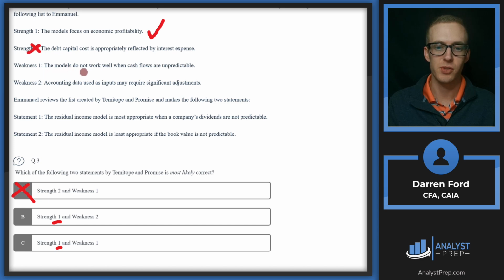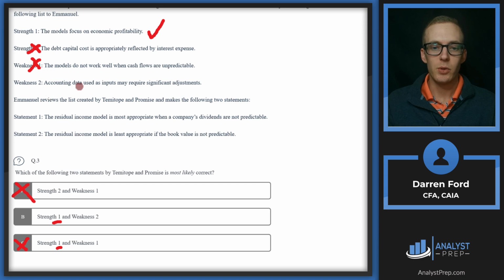Weakness 1, the models do not work well when cash flows are unpredictable. This is incorrect. The residual income model is actually more helpful when cash flows are unpredictable, whereas the dividend discount model and discounted cash flow model rely more on predictable cash flows. So we can cross that off, and looking here we have strength 1 and weakness 1, so it looks like we can cross off C. So weakness 2 should be correct. Let's make sure. It sounds like it is.